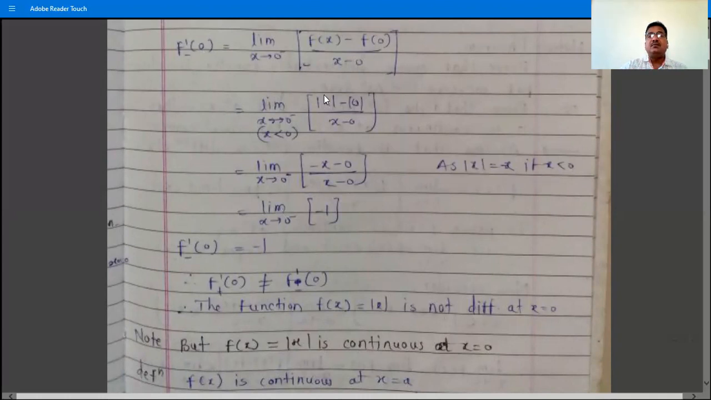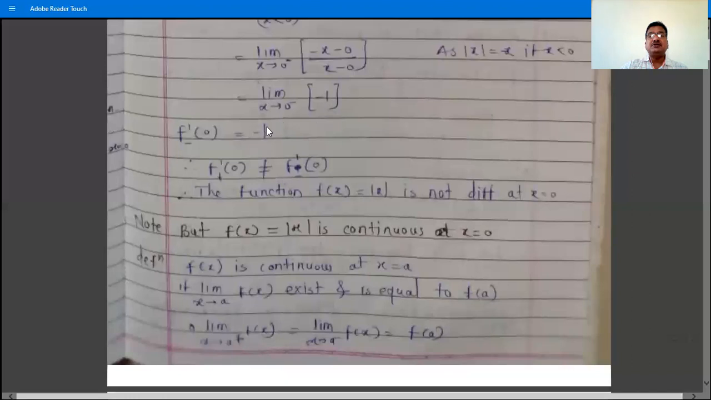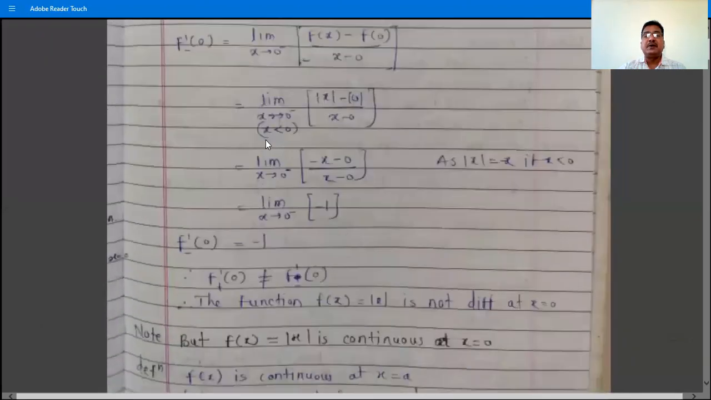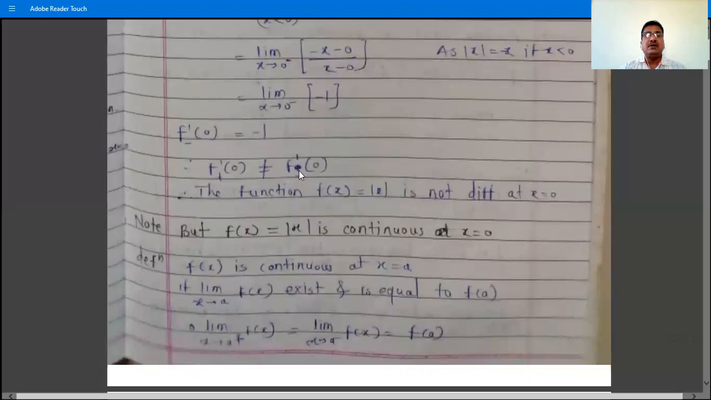So we have mod x is minus x, minus 0, divided by x, and minus x by x is minus 1. And the limit of minus 1 is minus 1. And therefore the left hand limit is minus 1, and the right hand limit is plus 1. That is, f dash 0 plus is not equal to f dash 0 minus, and therefore the function f of x equal to mod x is not differentiable at 0.